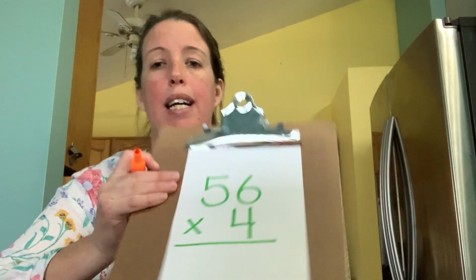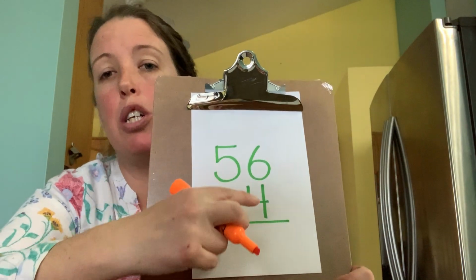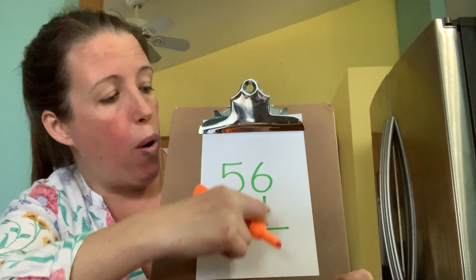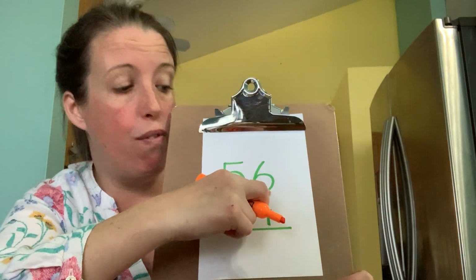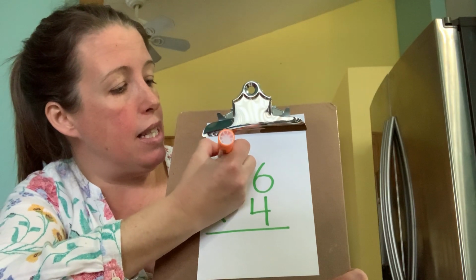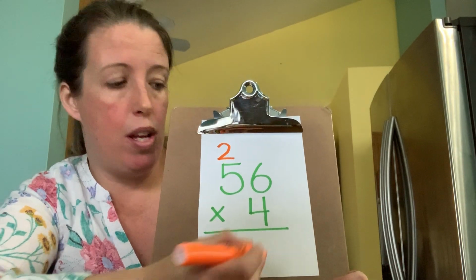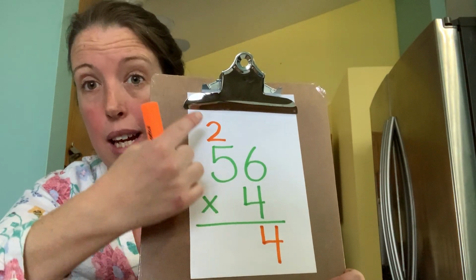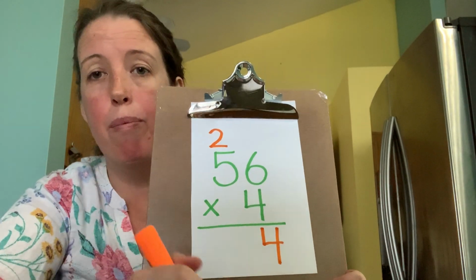56 times 4. I'm going to start by multiplying 4 times 6. 4 times 6 is 24. So I'm going to move my 20, or my 2 tens, over here and my 4 ones right here. So you can see 24.